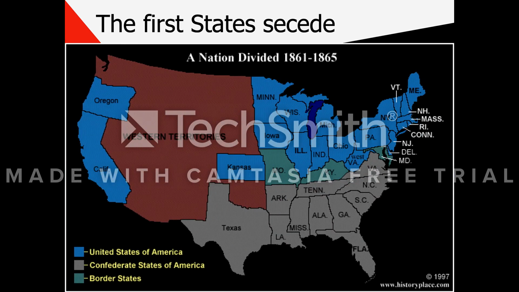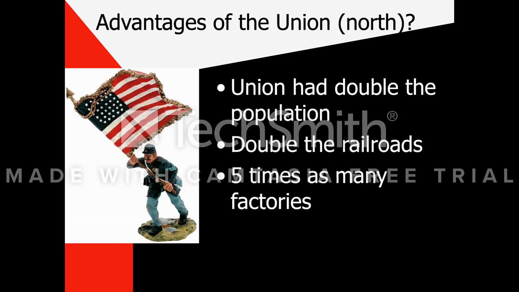So yeah, look at this map here. This is a nation divided, 1861 to 1865. The blue ones are the United States of America. So that's all in the north, really, plus Kansas, Oregon, and California. The Confederate states were all in the gray. So that was Texas, Arkansas, Louisiana, Mississippi, Tennessee, Alabama, Georgia, Florida, South Carolina, North Carolina, and Virginia. So the border states were Maryland and Kentucky and Missouri.